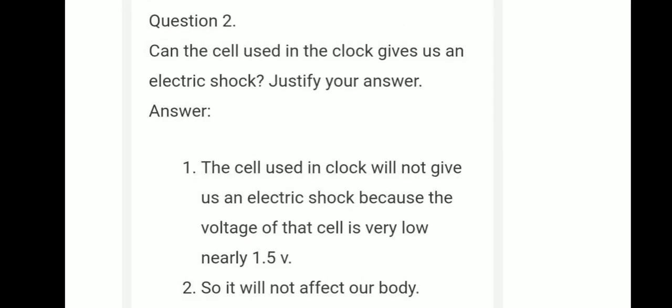Question number 2. Can the cell used in the clock give us an electric shock? Justify your answer. Answer: the cell used in a clock will not give us an electric shock because the voltage of that cell is very low, nearly 1.5 volt. So it will not affect our body.